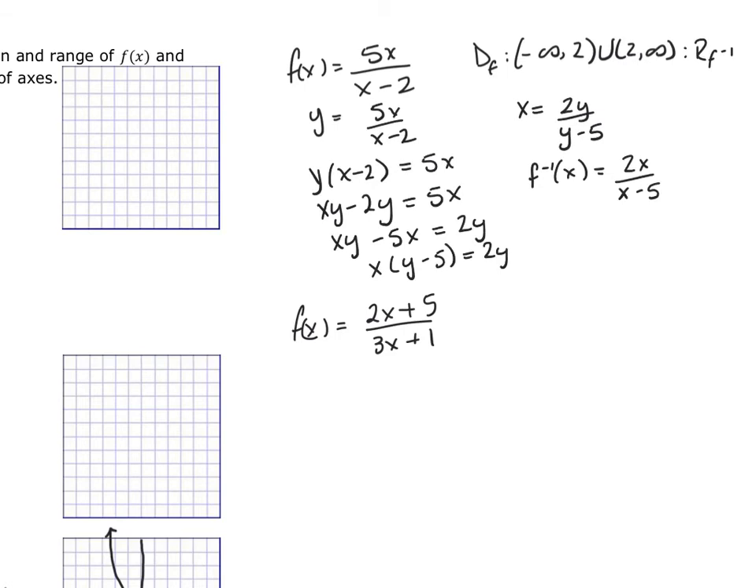Now, I can tell you what the domain of my inverse is, which will give me my range of my original function. My domain is everything except for 5. So negative infinity to 5, union between 5 to infinity. So that is going to be the domain of my inverse, which gives me the range of my original function. So sometimes I may not know the range of my original function until I've actually done the inverse to find where it has a restriction.